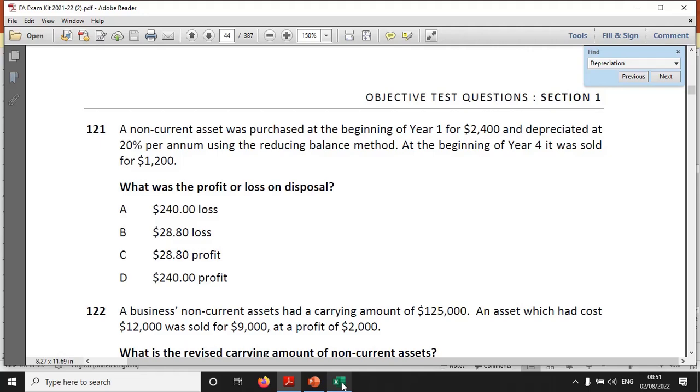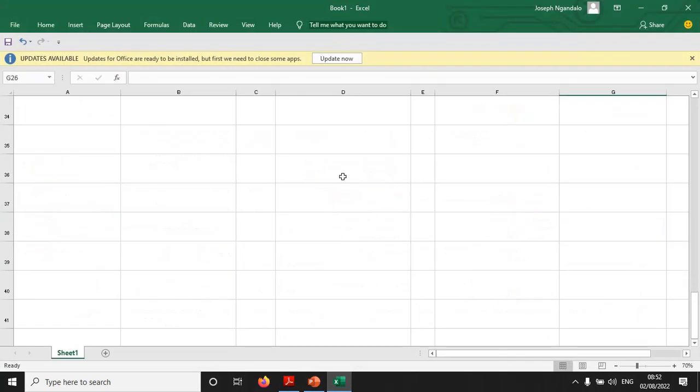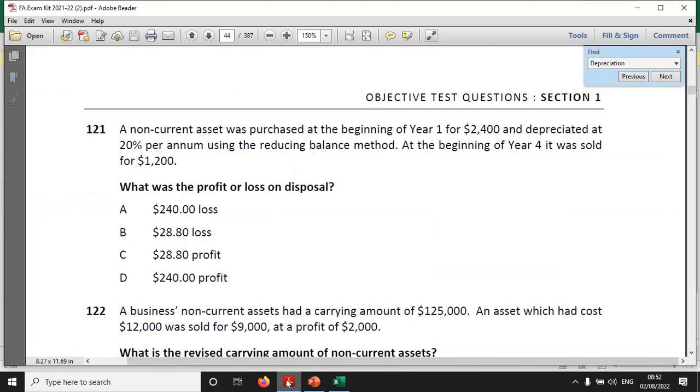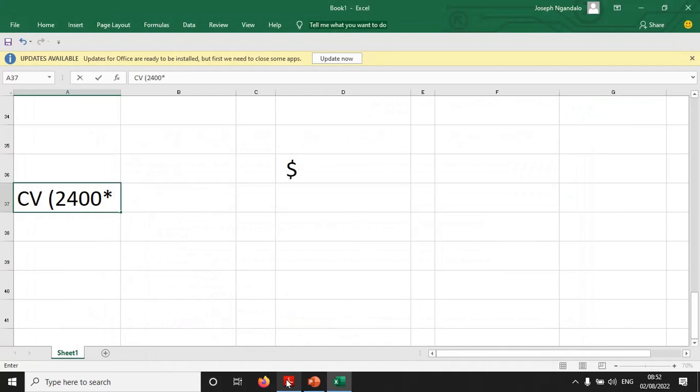This is the asset costed how much? 2.4, right? So bring up there, CV, open brackets, 2.4. How many years did we talk about? And what is the rate of depreciation? 20%. So at the end of year one, only 80% of the value of the asset remains. Did you hear that? Next, at the end of year two, you do the same. At the end of year three, you do the same. Is this very difficult to do?